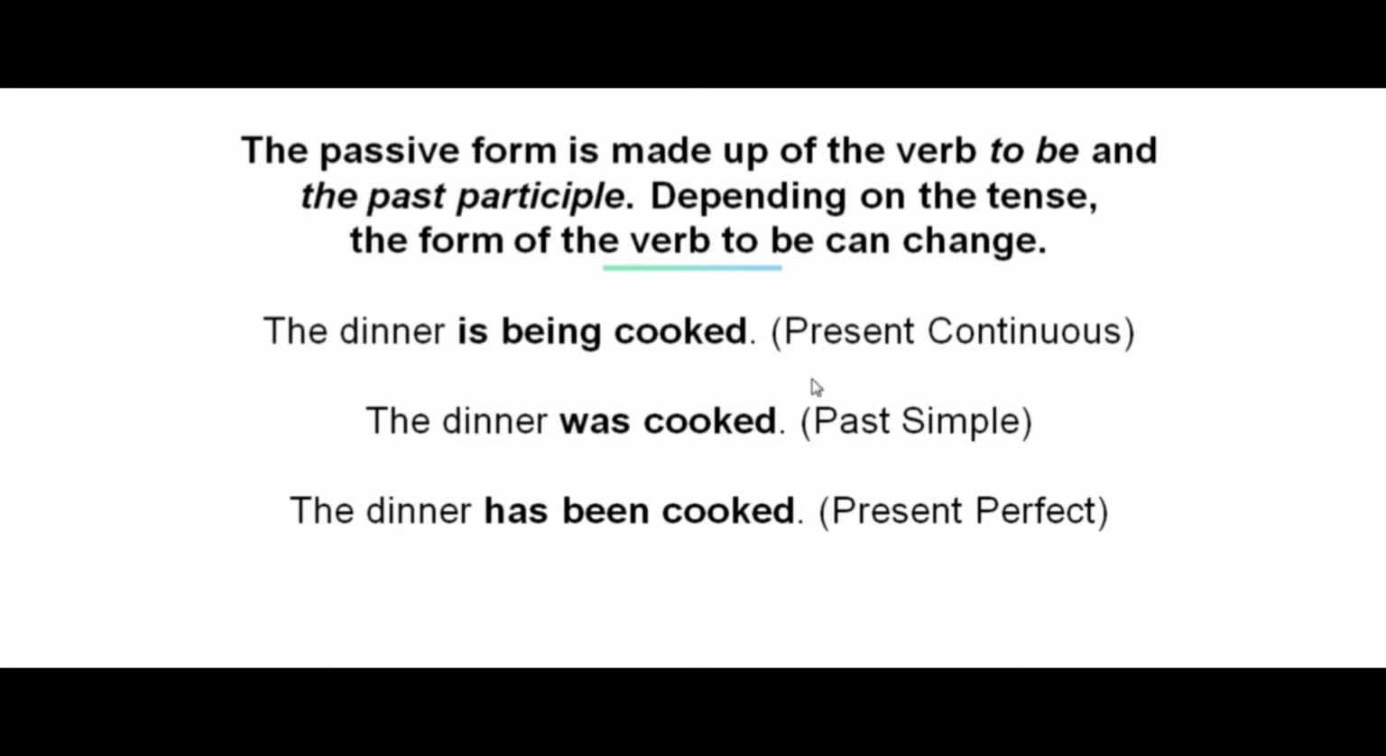The dinner is being cooked. Now, this sentence is in the present continuous. Being. The dinner was cooked. Past simple. Was. The dinner has been cooked. Present perfect. Has been.